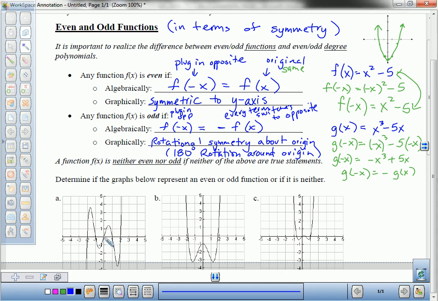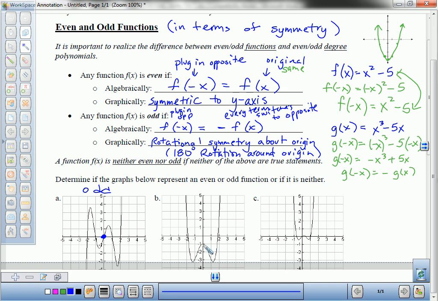Now, do you see that if I put a push pin right here and I flip this around 180 degrees, that it would fall right back on top of itself? Okay? So which one is this? Even or odd? Odd.